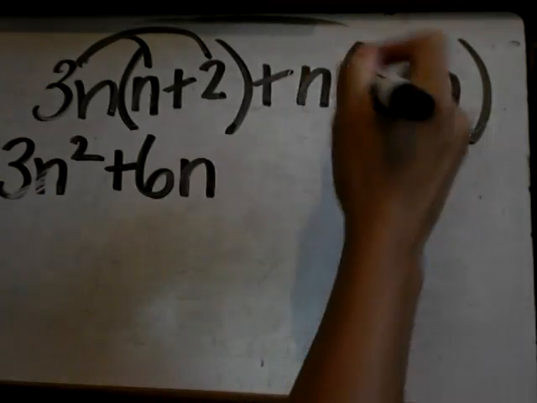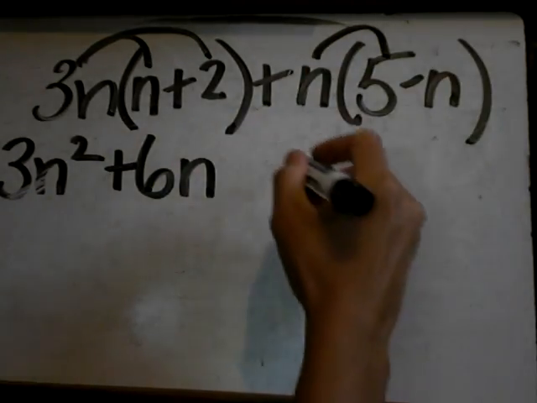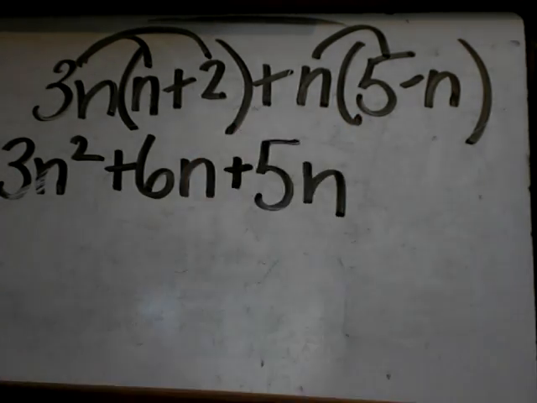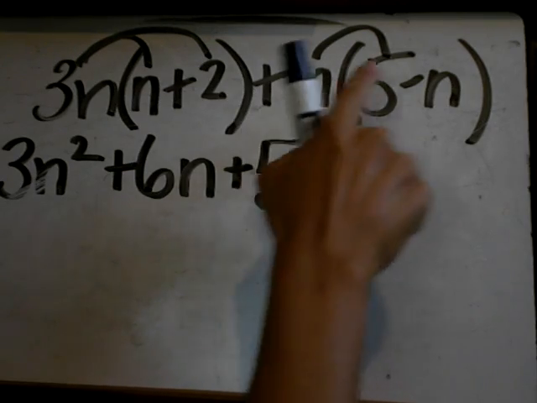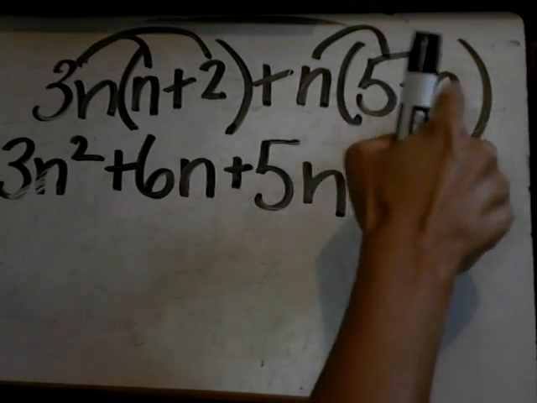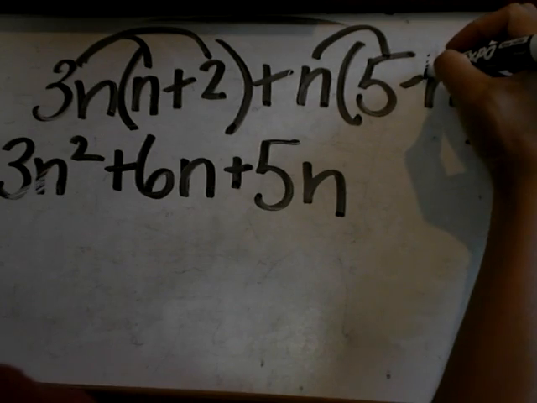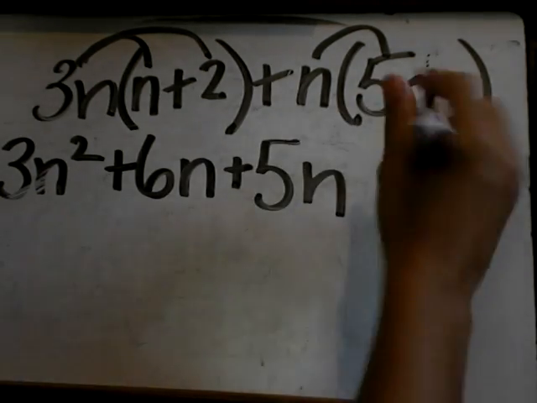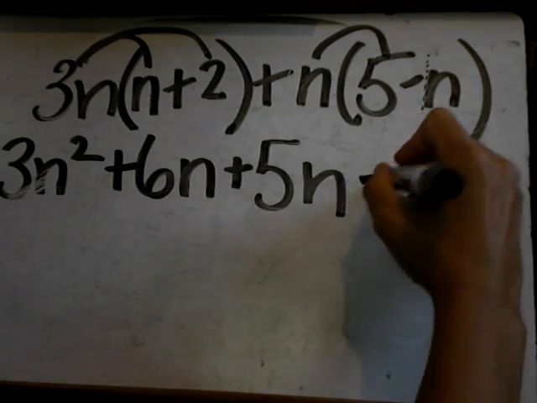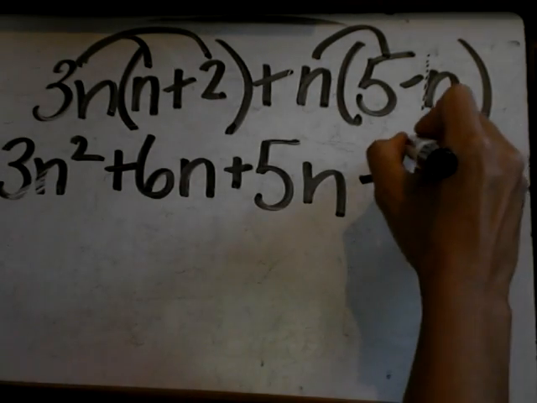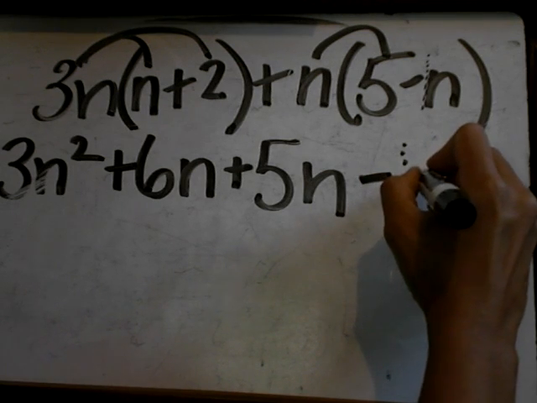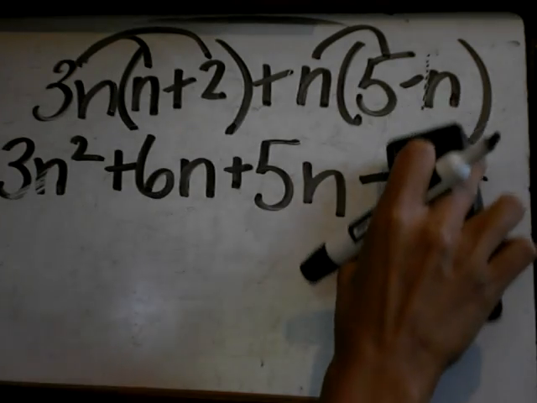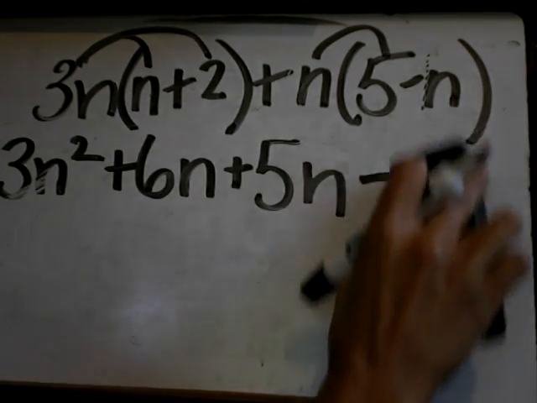Let's move on to this. n times 5 is positive 5n. Be sure to add that plus sign right there. And then n times this, which is like a negative 1n. It's almost like there's a little invisible negative 1 in there. So that would be negative 1n to the second power, but we don't really need that 1 in there.